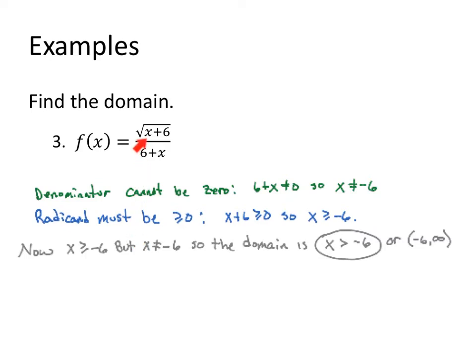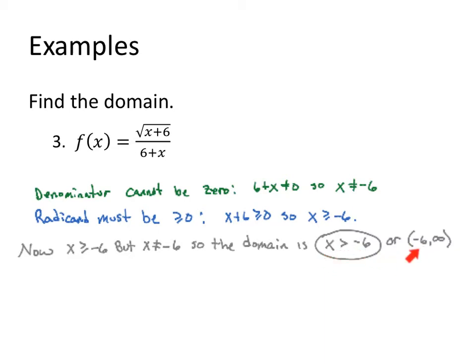But we have a radical also. And the radicand, the expression under the radical, must be greater than or equal to 0. Right? It has to be non-negative. So we solve the inequality, x plus 6 is greater than or equal to 0. Subtract 6 from both sides and we find that x has to be greater than or equal to negative 6. Now from the radical, x has to be greater than or equal to negative 6. But from the denominator, x cannot equal negative 6. So we take away the or equal to symbol and x must be strictly greater than negative 6.